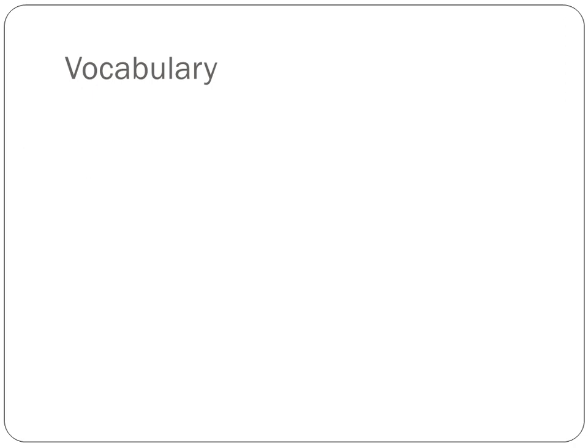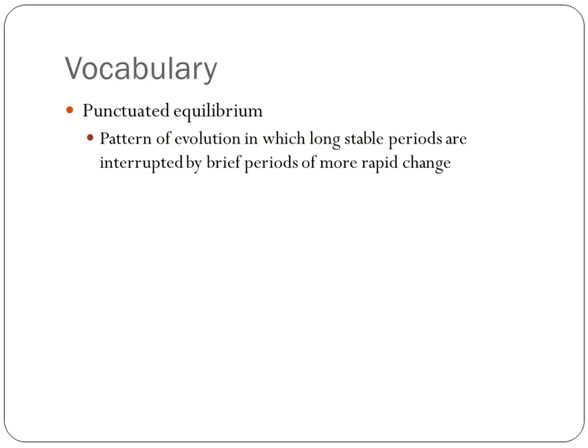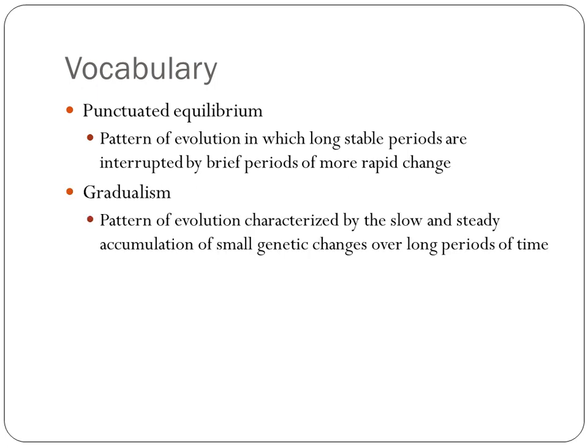And the two types of evolution that we looked at were first punctuated equilibrium, which is a pattern of evolution in which long, stable periods are interrupted by brief periods of more rapid change, and gradualism, which is a pattern of evolution characterized by the slow and steady accumulation of small genetic changes over long periods of time.